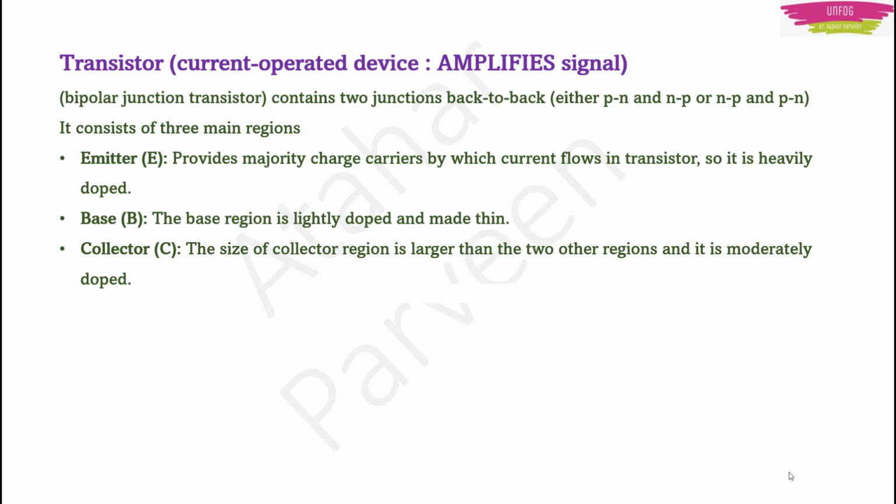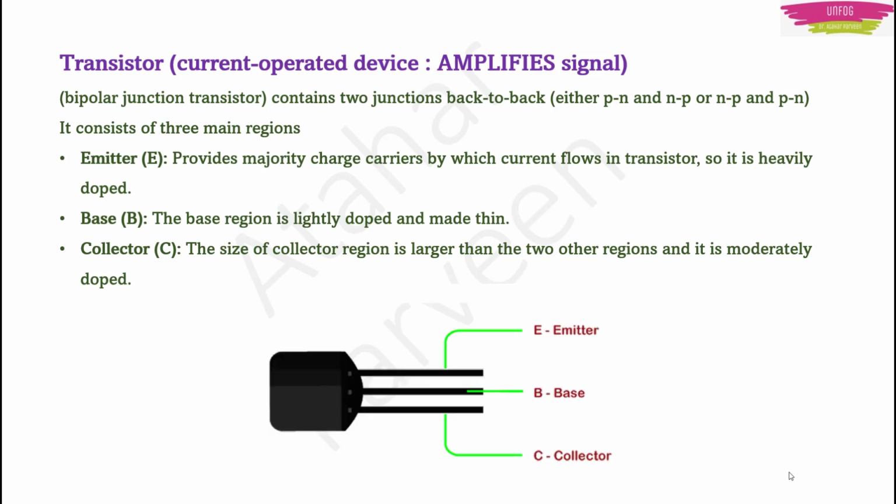Now this PN junction diode is used in a different way in transistors. Basically this transistor will contain two junctions back to back. Either it can be PN and NP, or it can be NP and PN. And basically these transistors consist of three main regions. One is emitter, second is base, third is collector.